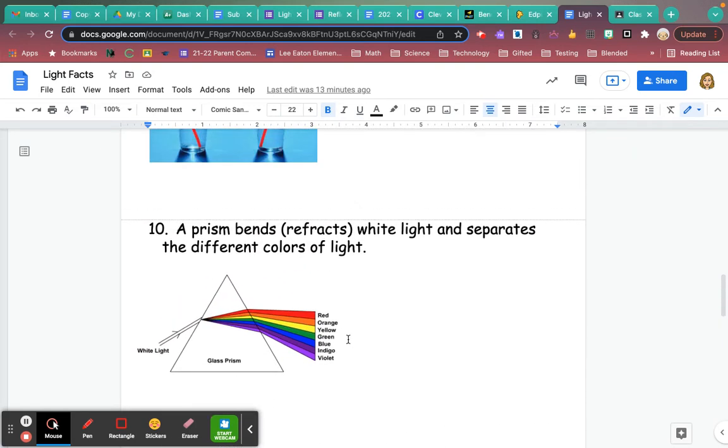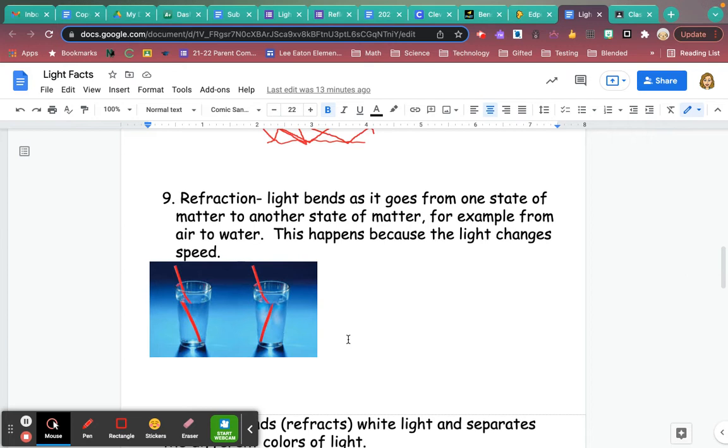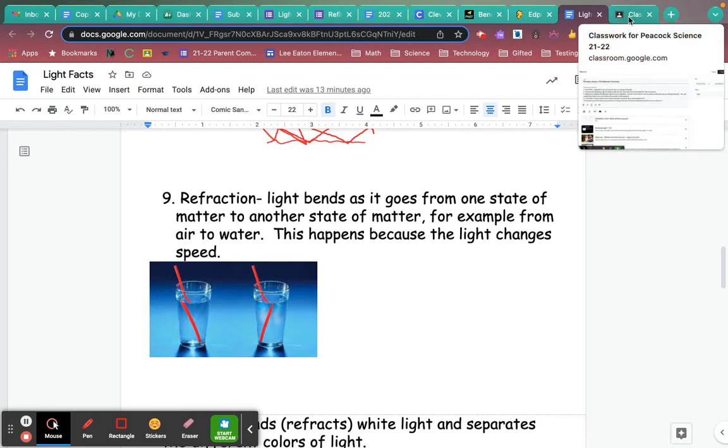So those 3 light facts are the ones that you should have written yesterday. It's important that you have those down because you're going to use those today when you do the elab. So let's go back to the Google Classroom.